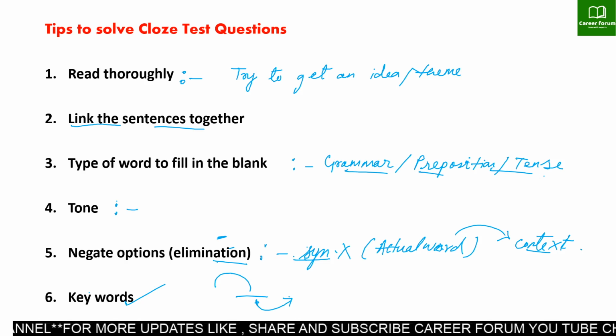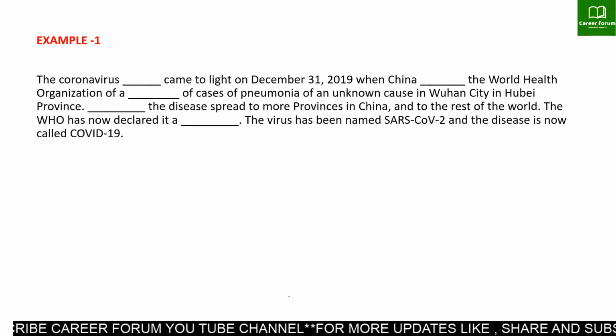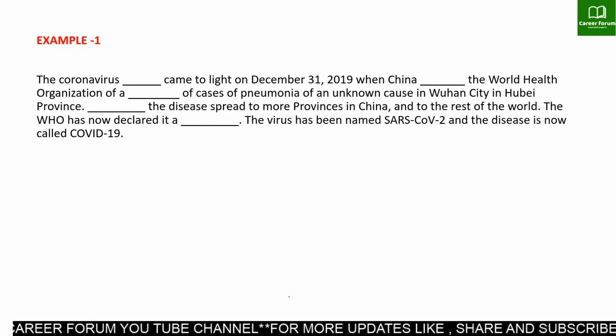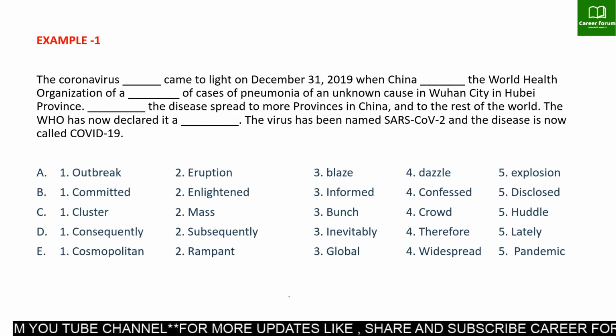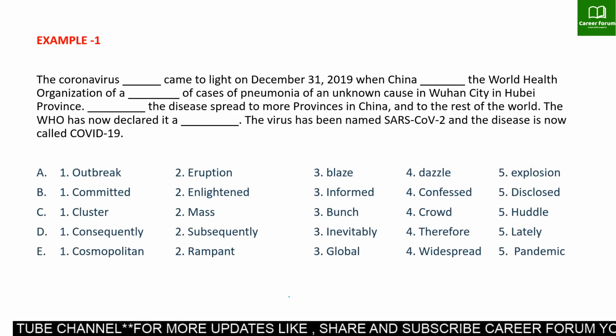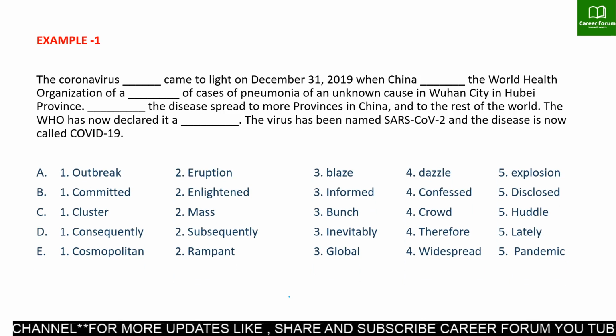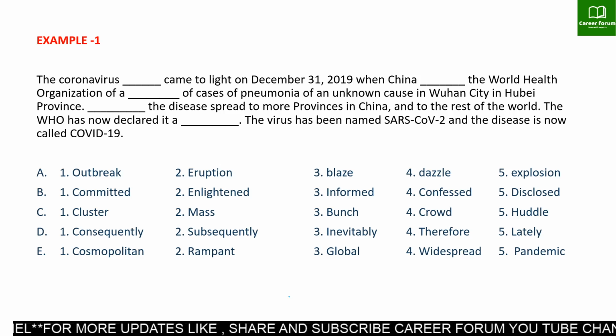Okay, fine. Now we are moving to our first question. We'll solve one question using the approach which I have just mentioned, so that the approach becomes clear to you. Here I have a small passage with blanks and options. It is important to read the paragraph carefully and thoroughly to get the idea of the paragraph.